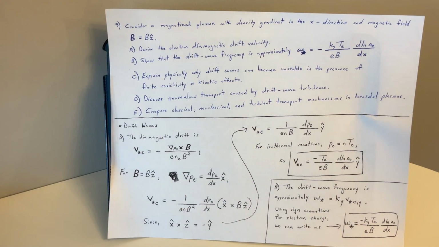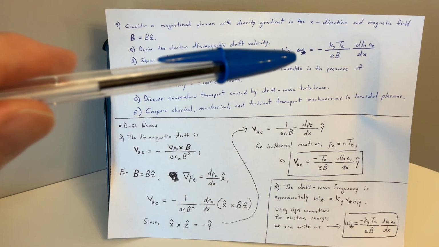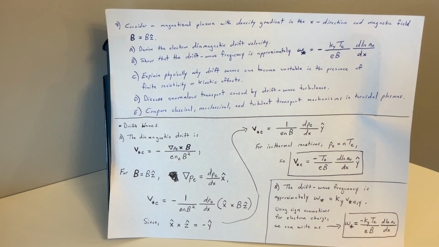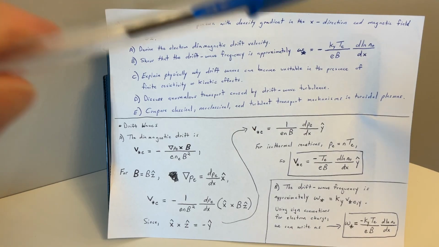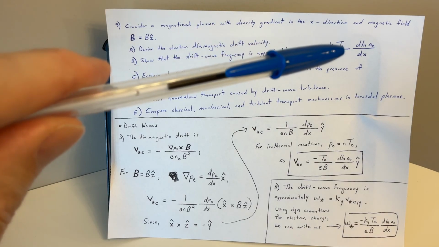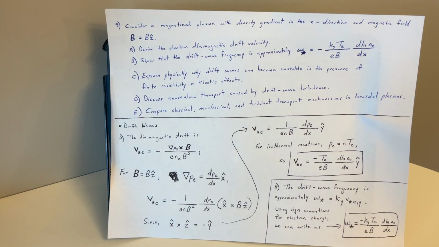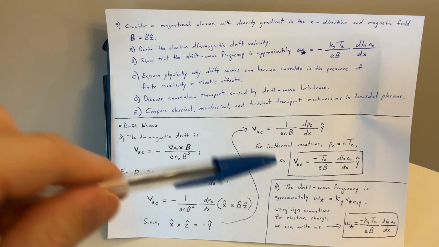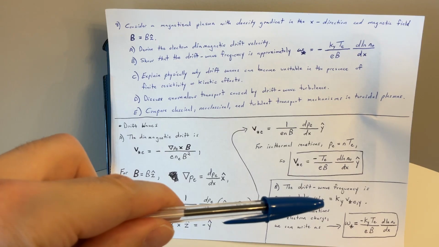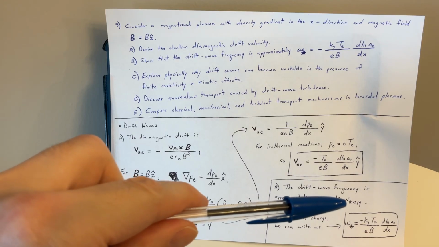Letter B: show that the drift wave frequency is approximately omega sub star equals negative k sub y T sub e over eB times d ln n naught over dx. So right here, the drift wave frequency is approximately omega sub star equals k y v sub star e y.